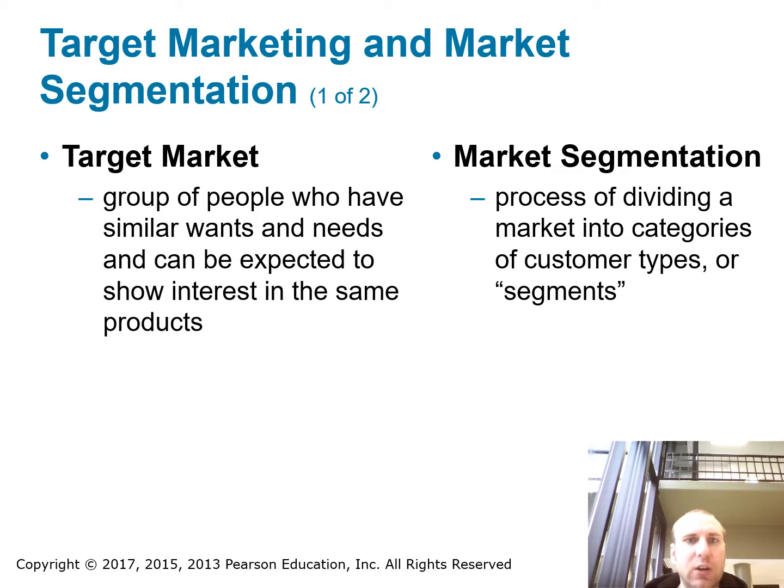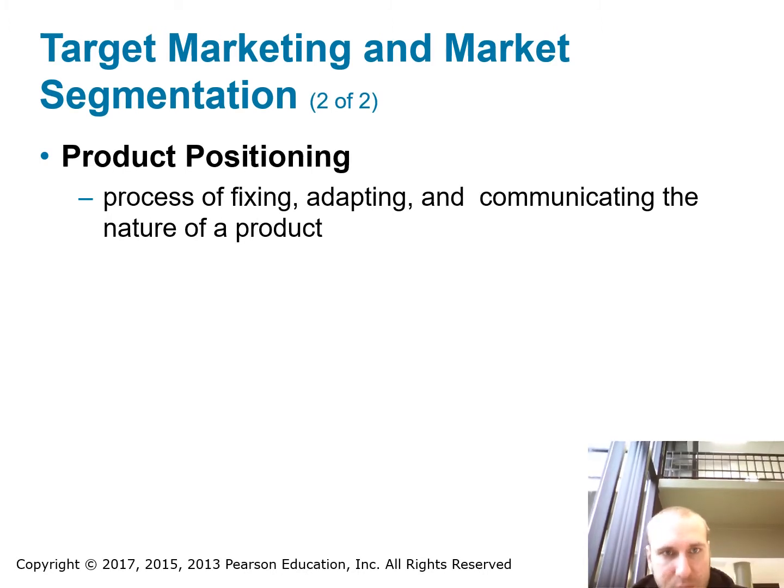Target marketing and market segmentation. Target market is a group of people who have similar wants and needs and can be expected to show interest in the same products. Market segmentation is a process of dividing a market into categories of different customer types or segments. Product positioning is the process of fixing, adapting, and communicating the nature of a product.